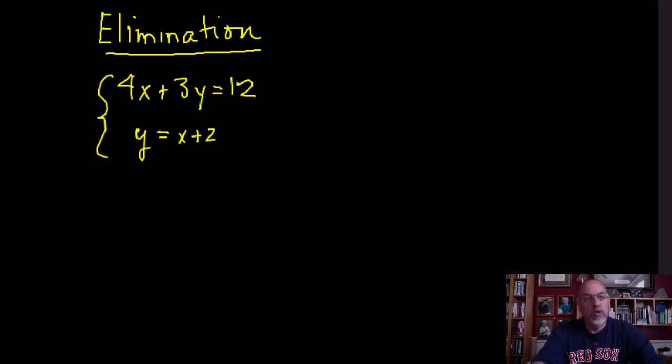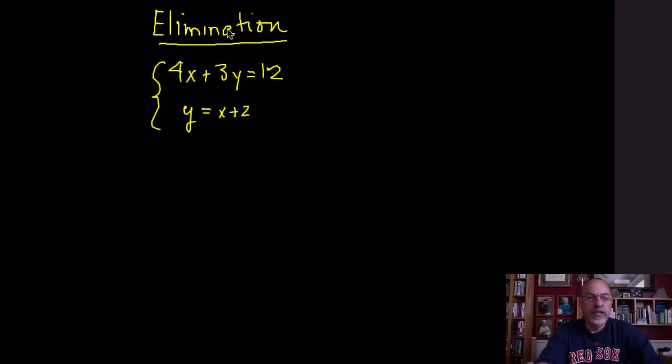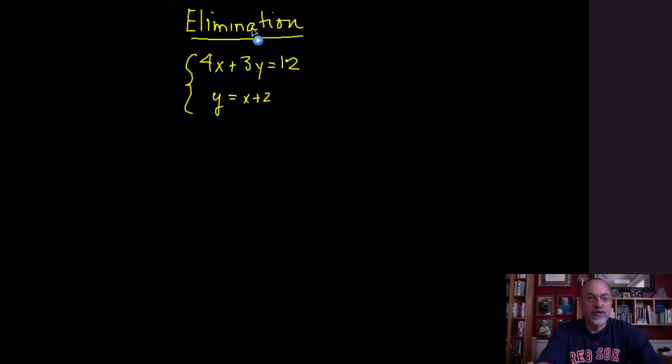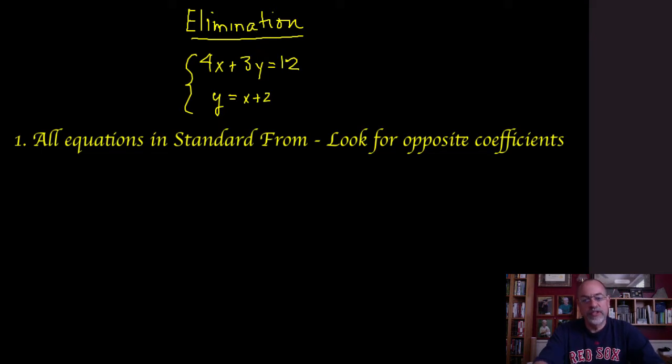So now we know what we need to do is get one variable in the equation, and we know how we're going to do it, by using opposites. Let's give you 4 steps on how to do elimination real quickly. When you're doing elimination, the first thing you're going to want to do is put all the equations in standard form, and that will line up our variables for us. And then we want to look for opposite coefficients. So we'll have the x's lined up, the y terms lined up, and the constants, because we'll be in standard form.